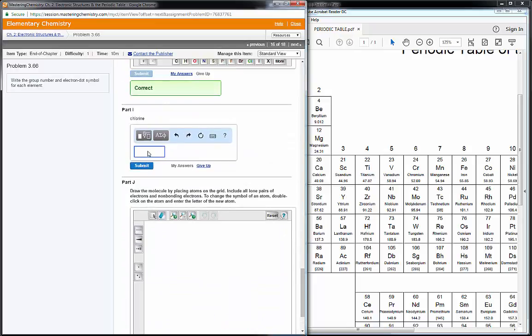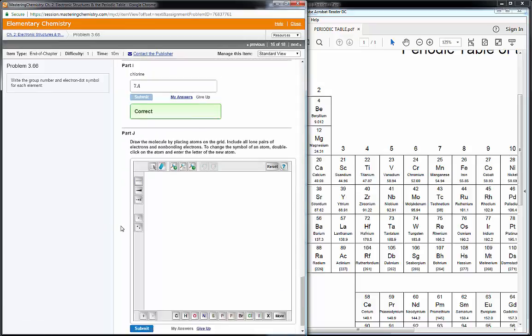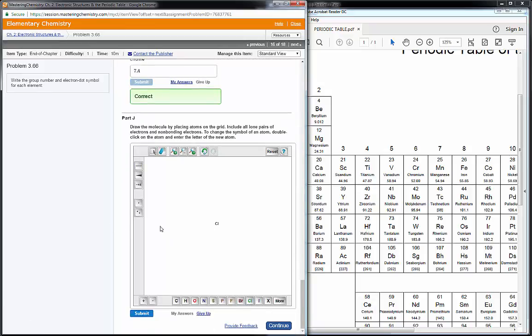Next, chlorine, that's in group 7A. And it has 7, just like bromine did. So 2, 4, 6, 7.